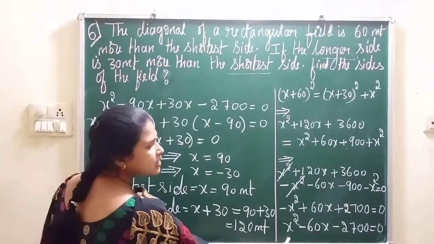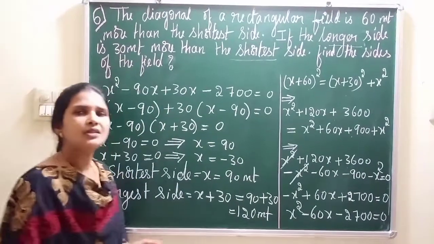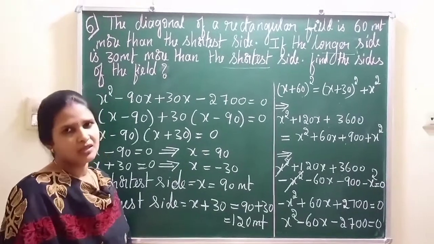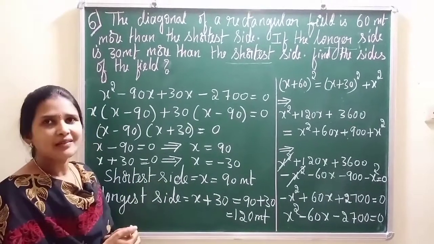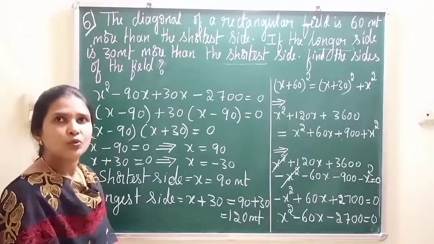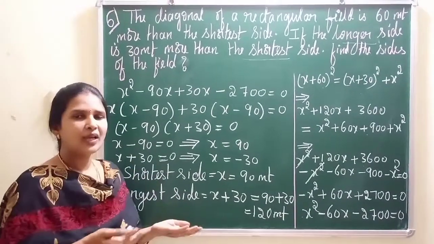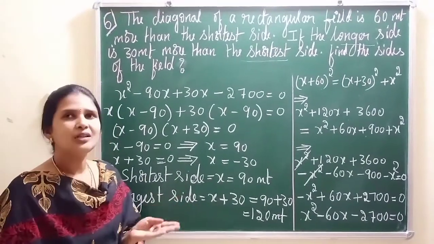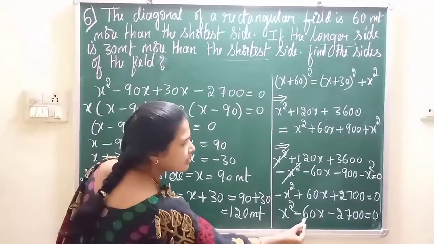Now try to split this quadratic equation, that is x square minus 60x minus 2700. So we have three methods now. Whichever method you are comfortable you can use. Now I am using the factorization method. 1 into minus 2700 is minus 2700. Try to split 90 into 30. You know 9 3s are 27. 90 into 30 is 2700 and minus 90 plus 30 is minus 60.